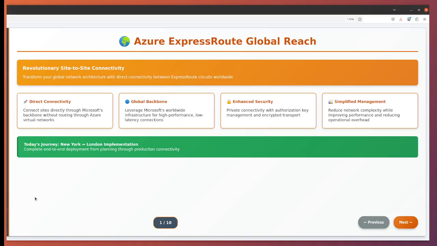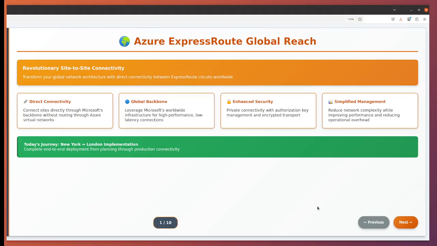Introduction and Global Reach Overview. Welcome to our comprehensive exploration of Azure ExpressRoute Global Reach. This revolutionary technology transforms how we connect multiple on-premises sites through Microsoft's global backbone infrastructure.